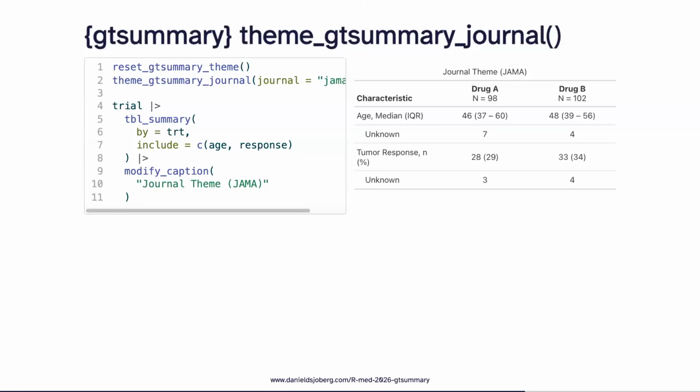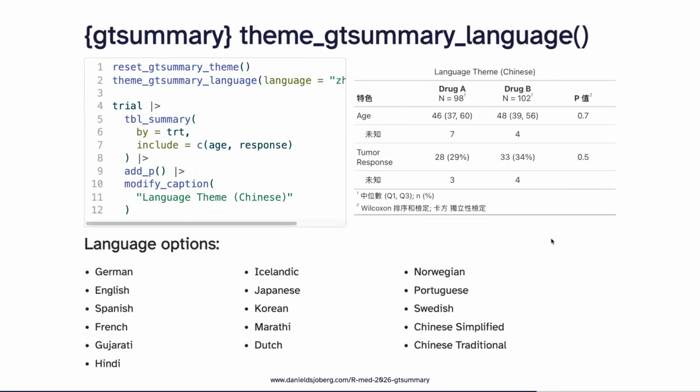This also applies to regression summaries and a few other things, but this is our basic table, and that's how, by just setting a theme one time at the top of your script, you can get tables that adhere to the journal's reporting requirements. There are language themes.